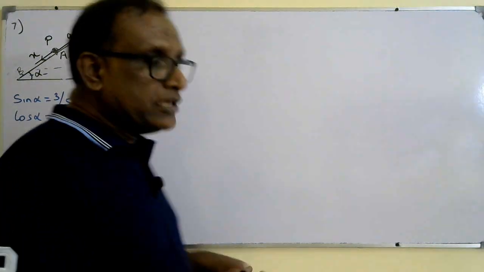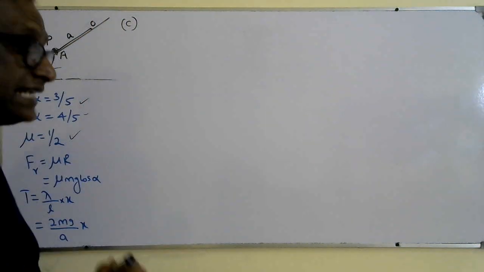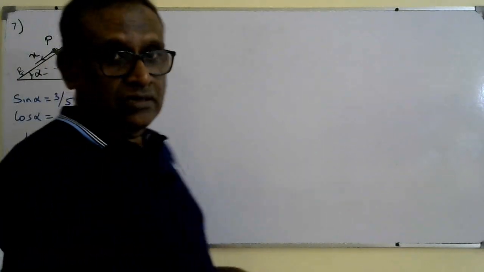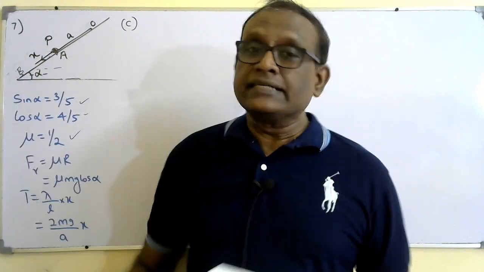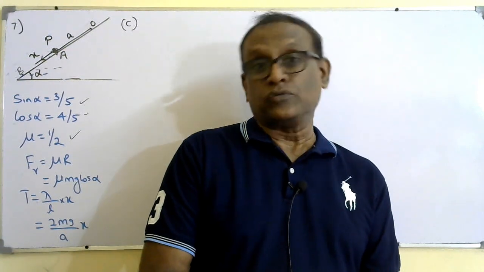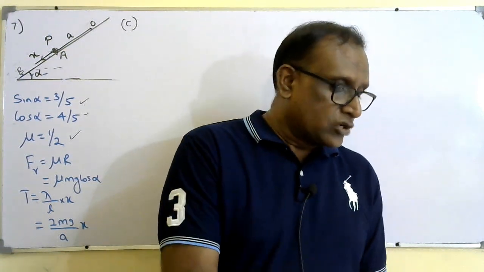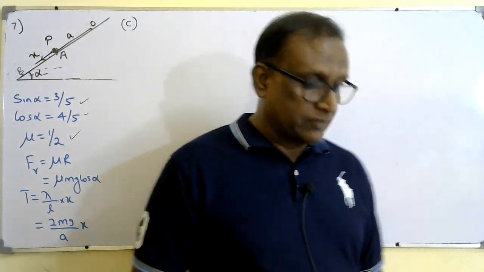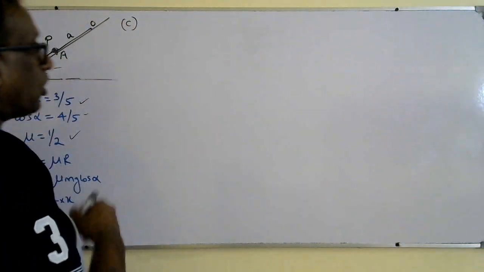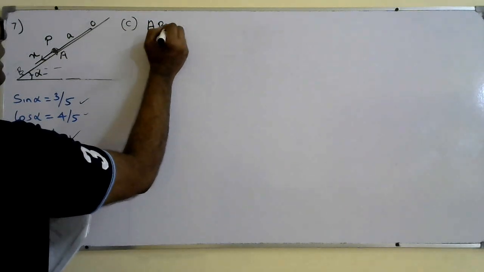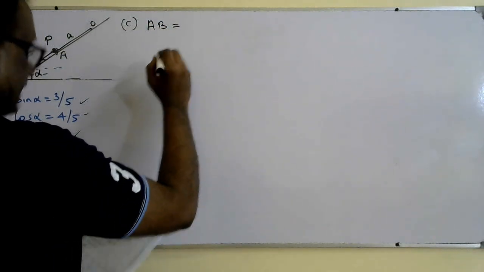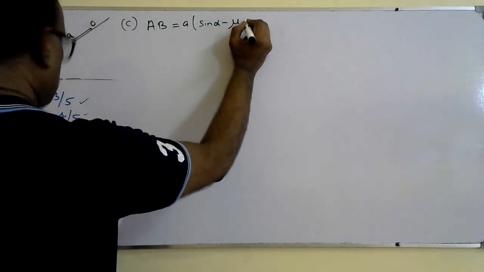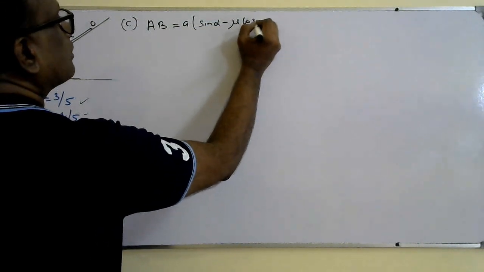Okay, for that, we should be able to find the tension acting on it, because tension depends on the extension. Extension means AB, the distance AB, we need to find it. Now we know sine alpha, cos alpha. So by using the first expression we got in the A part, we will find the extension, the distance it moved, AB is equal to A sine alpha minus mu cos alpha.